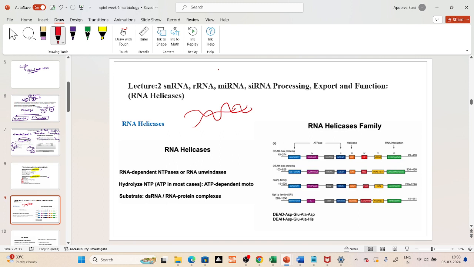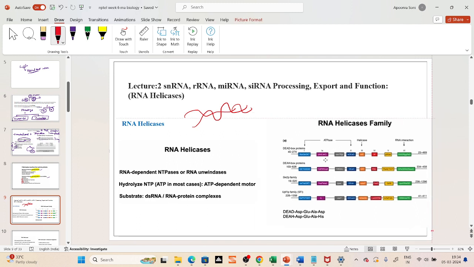So in RNA, helicase also has a similar function. Basically these are RNA dependent NTPases or RNA unwindases. What it does is that it hydrolyzes the nucleotide triphosphate, that is ATP, and with the energy that it gets from ATP, it performs the unwinding function. That means it does its work in an ATP dependent manner. It needs the energy from ATP to perform its function.